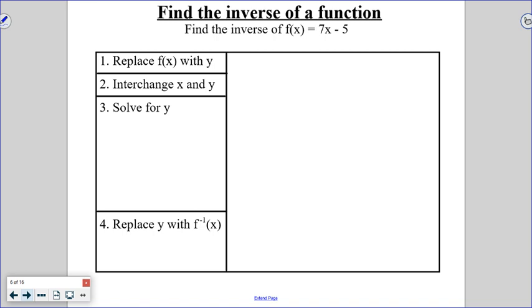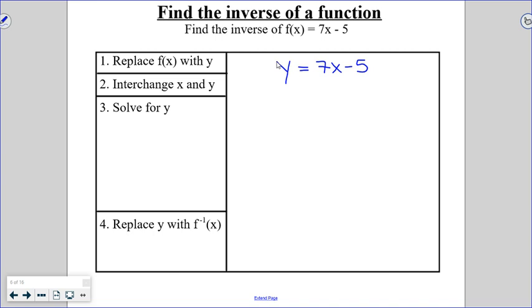Step number 1 may or may not need to be something we do, but if they hand us a function, it's easiest if we just rewrite instead of f of x. Remember how f of x and y are like the same thing? Okay, just rewrite the equation with y there instead of f of x. So it would be y equals 7x minus 5.